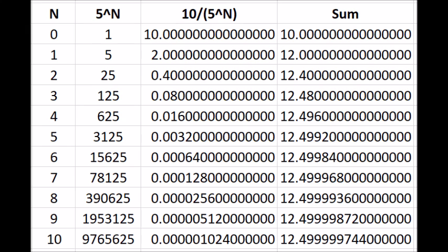In case you needed some convincing, here is more evidence. The third column shows the numbers we want to add up. 10 plus 2 plus 0.4 plus 0.08 and on and on to infinity. In the last column, we add those up. It seems to be converging. 12.499999 is awfully close to 12.5. I'm convinced. How about you?